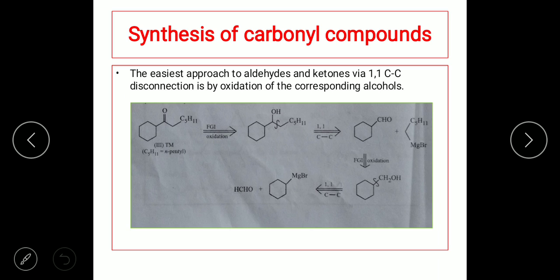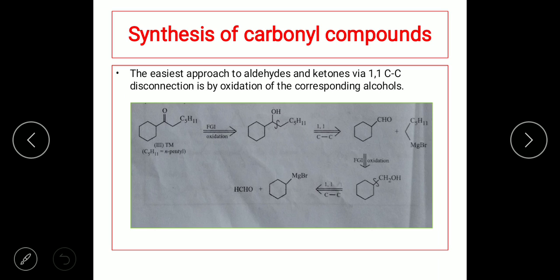So now from this step we can make use of the 1,1 C-C disconnection that we used for alcohol. So here we're going to disconnect the carbon which is linked to the hydroxyl group, and the bond between the carbon linked to the hydroxyl group and the adjacent carbon we're going to disconnect, and hence it is called the 1,1 C-C disconnection.